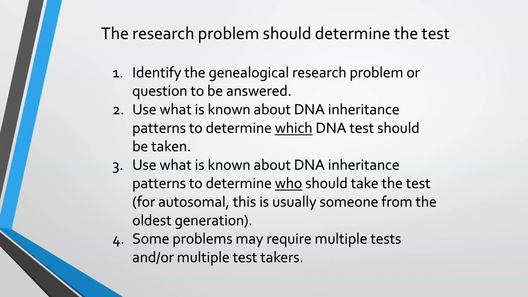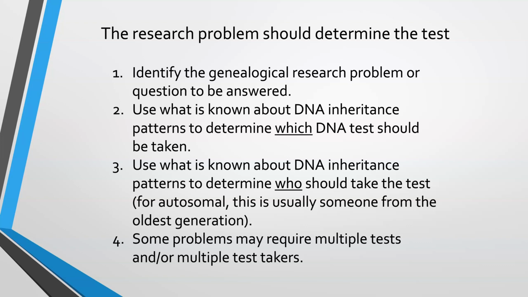So I have to use these DNA inheritance patterns to help me figure out what type of test should be taken. And sometimes it's multiple types. Sometimes it's an autosomal and a Y-DNA, or an autosomal and a mitochondrial. You just don't know until you understand what your question is. Also, as mentioned earlier in this three-part series, sometimes you have to figure out who's going to take the test.